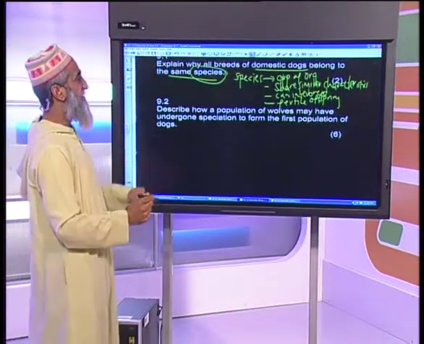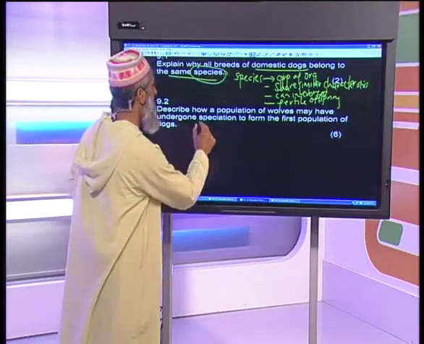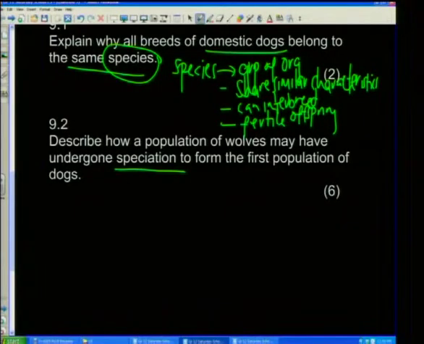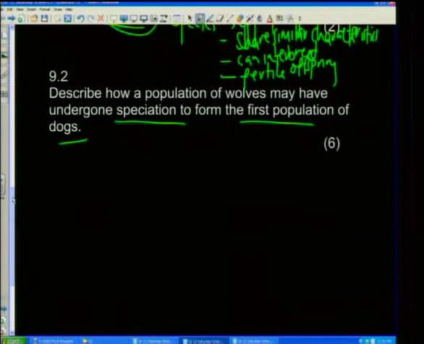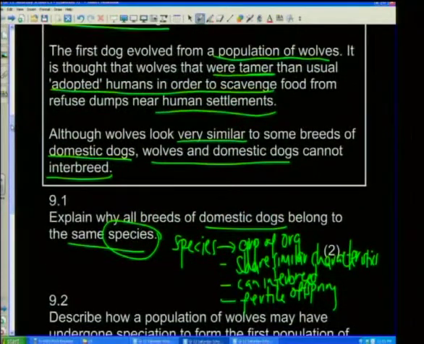Describe how a population of wolves may have undergone speciation to form the first population of dogs. Now remember, this is based on the evolution concept of speciation, and they want to know how. Again, we were underlining some important words here. They said it here: the dogs evolved from a population of wolves. It is thought that wolves that were tamer than usual adopted humans.